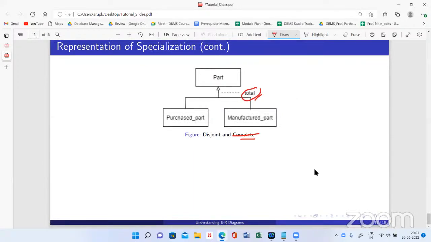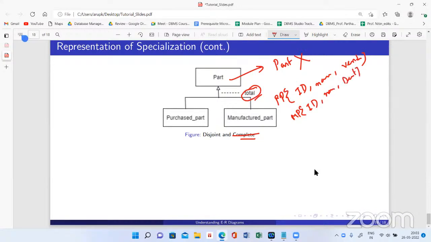If you have a total participation, there is no need to keep a table for the part, because no part exists alone. So it is enough to keep a purchased part table with maybe a part ID, part name, and the vendor name. And you can have the manufactured part table with the ID, name, and the department which has manufactured it. The part table is not required to be maintained because, since it is a total participation, a part has to be either a purchased part or a manufactured part. Parts do not exist independently, right?